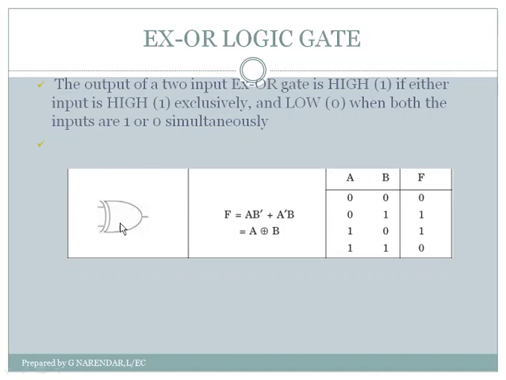So the working of this XOR logic gate can be seen by using the truth table. So here in the truth table we have shown the input variables on the left side A and B, and the output variable on the right side, that is F. And on the right hand side we have also shown all possible combinations for the input variables.